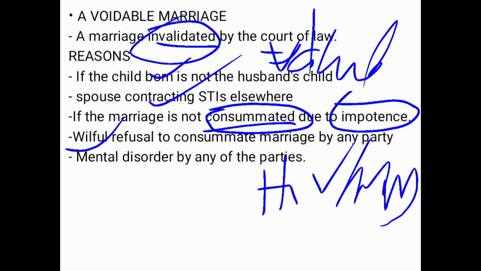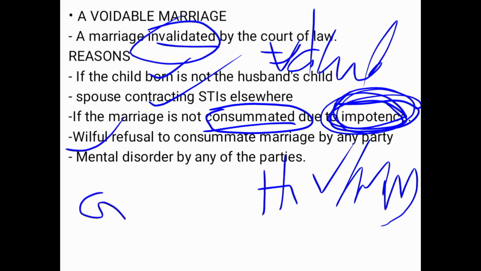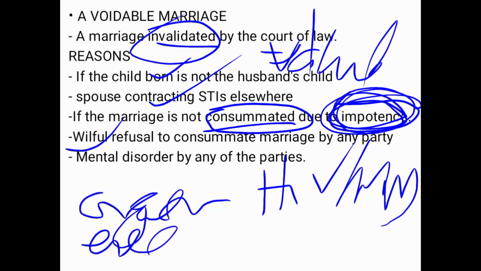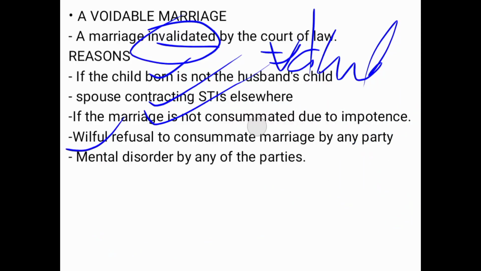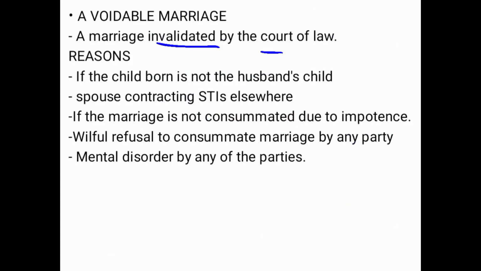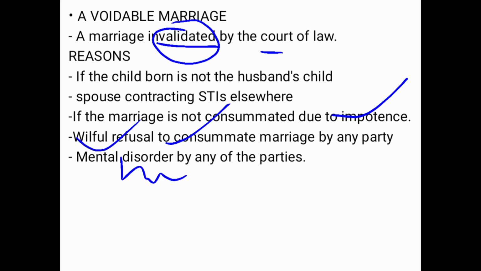Consummation is applicable to both civil and customary marriage. So now we are saying impotence here. The man is not able to have an erection. The court can invalidate that marriage. Then the next one is willful refusal. Here it is because of impotence, but as for this one, it's willful refusal to consummate marriage by any party. It's either the husband refusing to have sexual intercourse with the wife, or the wife refusing to have sexual intercourse with what? The husband. The court can invalidate that marriage in that case.